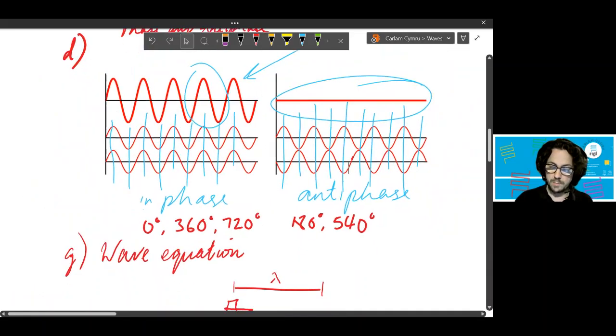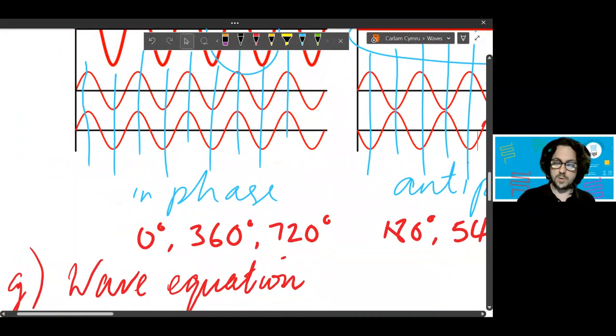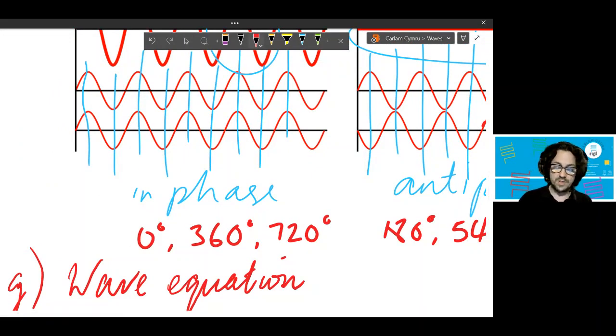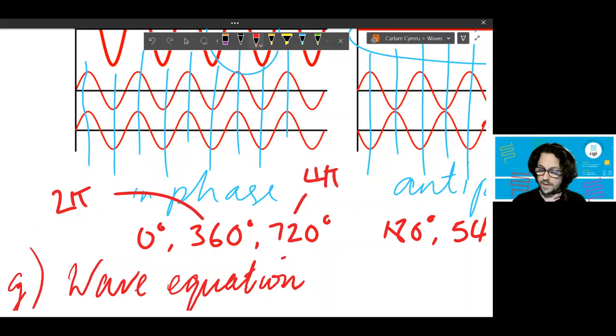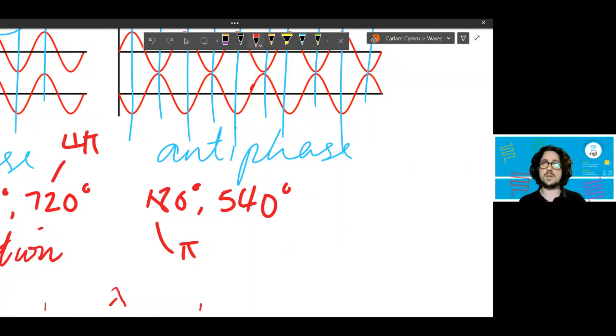I might just mention while I'm here the pi equivalent. In terms of radians, which is something you should be aware of by now, 360 degrees is 2 pi radians. This is 4 pi. And then out of phase here, we've got pi and 3 pi radians out of phase. And then, of course, well, I say of course, maybe not so obvious, 540 degrees is one complete cycle plus half a cycle. So that's 360, which is 2 pi, plus an extra pi. That's a lot of pies, 3 pi. All right.